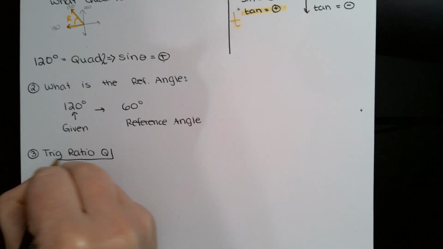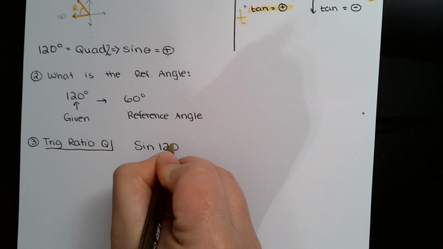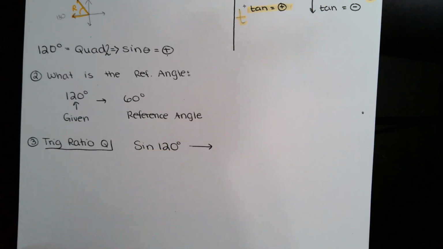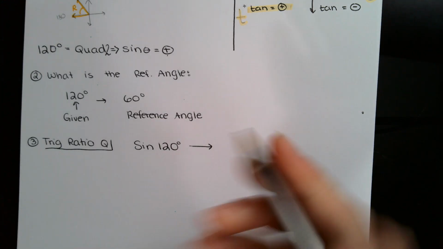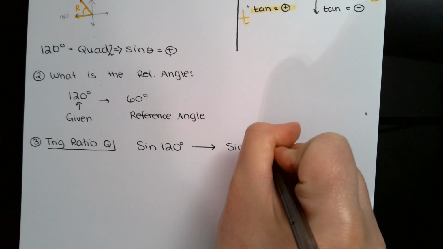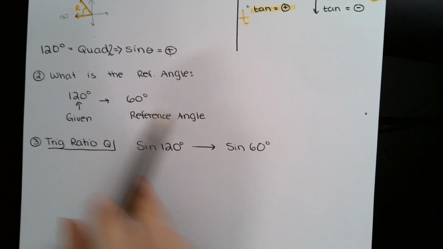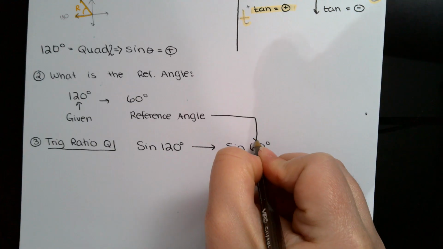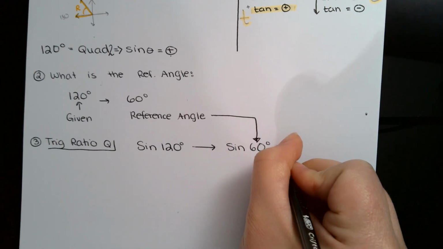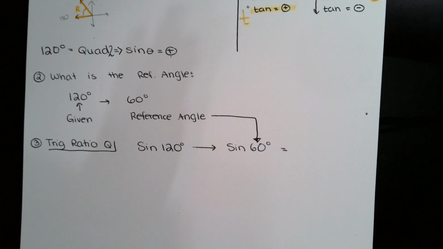This is the actual question. Okay, so what are they asking us? They are asking us for sine of 120. Sine of 120 can be rewritten as sine of 60 degrees. Do you see how we have 120 as our given? The reference angle can be used to solve. Okay, now sine of 60 degrees, that is on your memorization sheet.